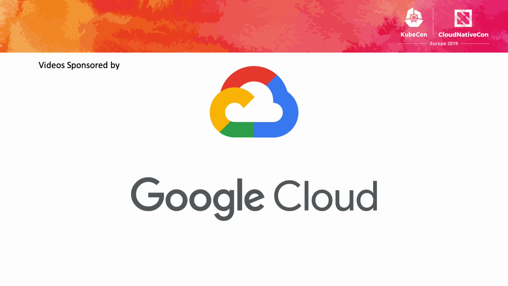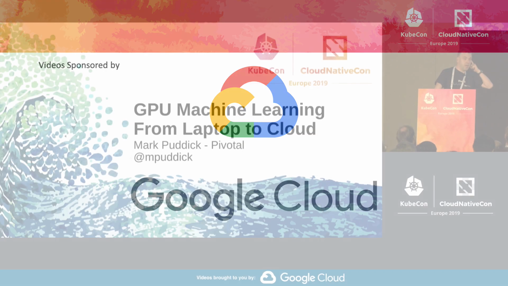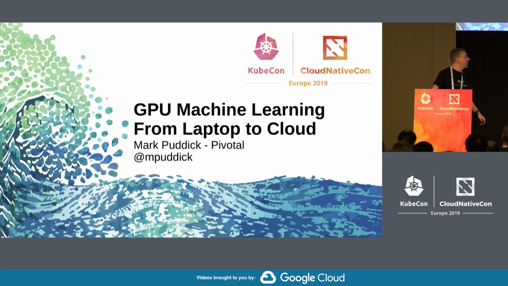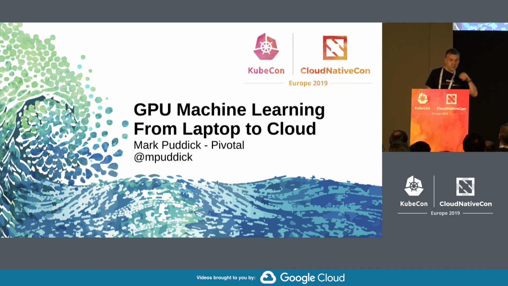I actually work for Pivotal in Australia, in Sydney, so I've come a fair way to do this talk. I'm going to talk about GPU machine learning from laptop to cloud. We're going to have a few demos in this as well. We're going to go through a workflow from getting a simple model and getting it running in the cloud, and some of the nuances around that.